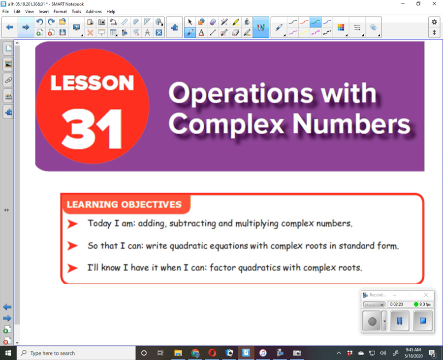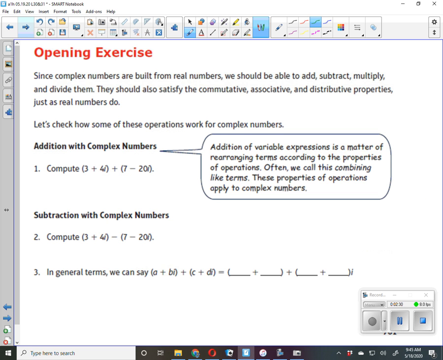All right, lesson 31, operations with complex numbers. And again, this isn't going to be too bad to start with. They start by just talking about adding. Well, obviously the i is acting like a variable, so 3 plus 7 is 10, and 4i minus 20i is negative 16i. Adding and subtracting is pretty easy.